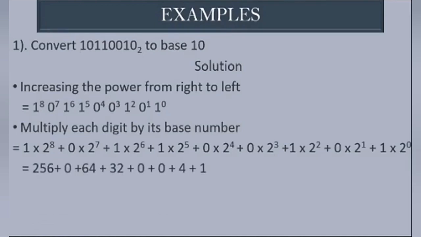2 raised to the power 8 means 2 multiplying itself 8 times, and that will amount to what? 256. The next is 0, the next is 64, and so on. Finally, the answer is 357 in base 10.